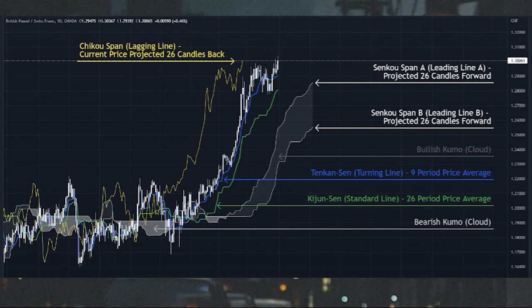Senkou span A takes the current Tenkan and Kijun-sen values, averages them together, and projects them 26 periods into the future, creating a leading line. This is the first component out of 2 that make up the Kumo cloud.